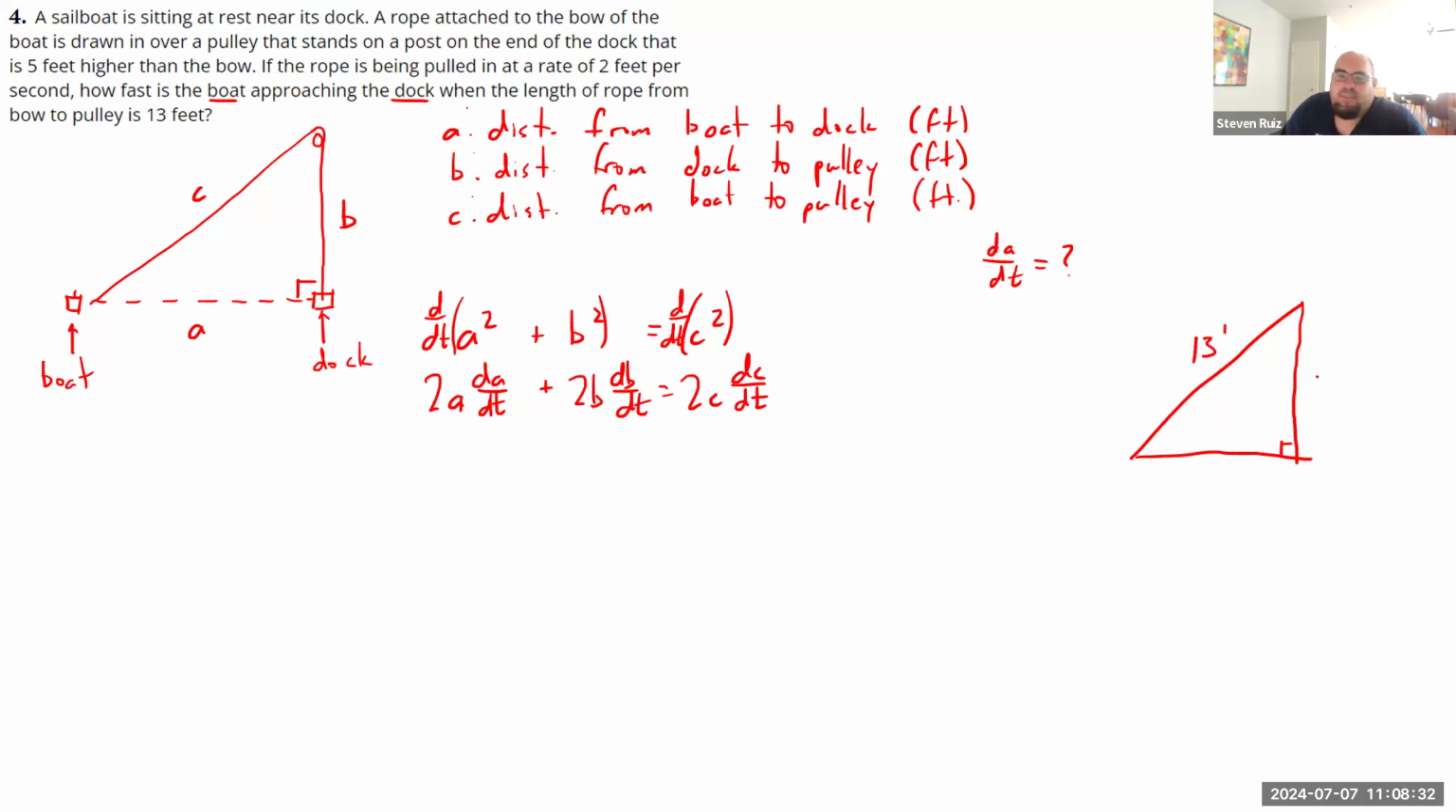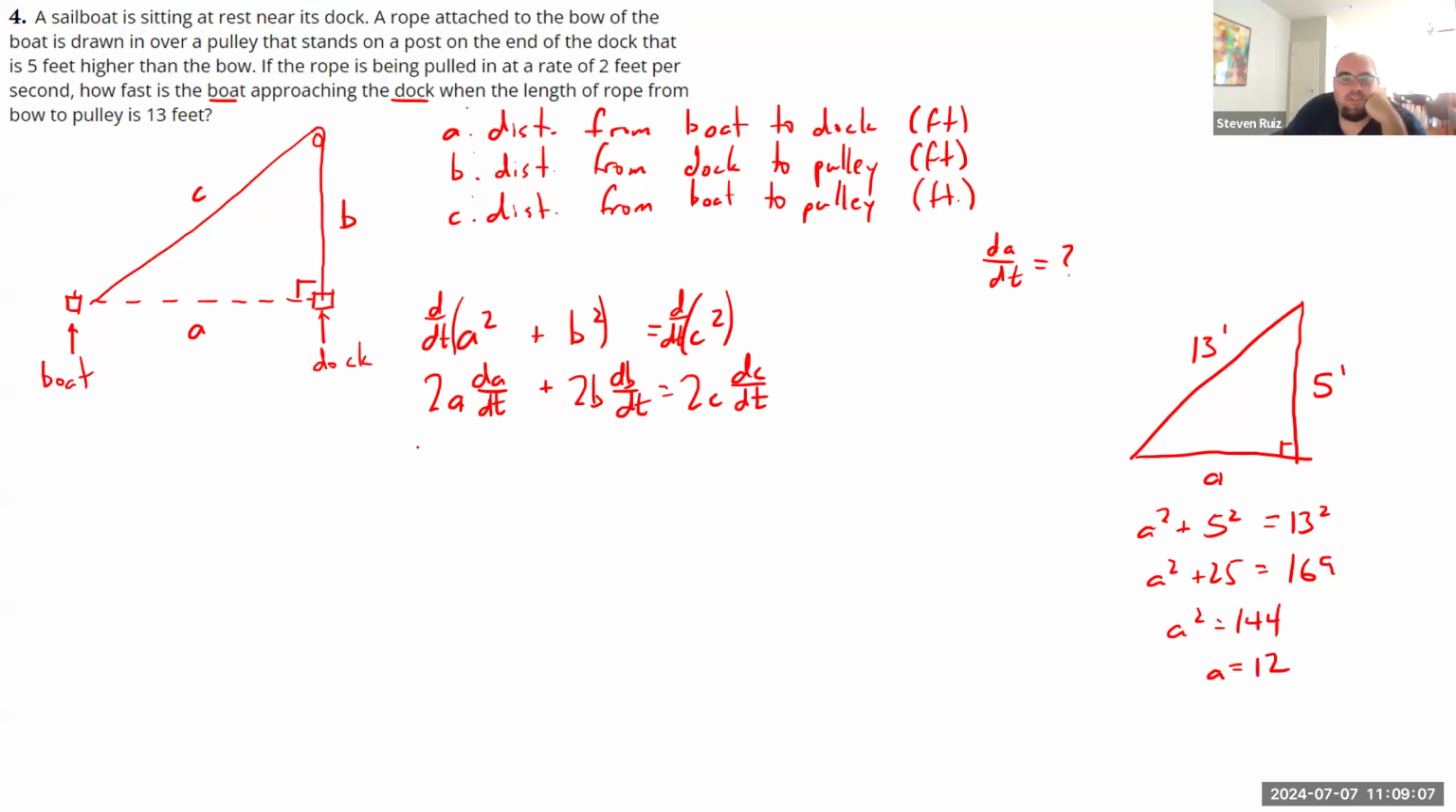And we also know this B is a constant 5 feet. The pulley's not moving, the dock's not moving. So we can assume that 5 feet, that vertical height, is always true. So given two sides of a right triangle, I can find what the missing side is. A squared plus 5 squared equals 13 squared. A squared plus 25 equals 169. A squared equals 144. A equals 12.